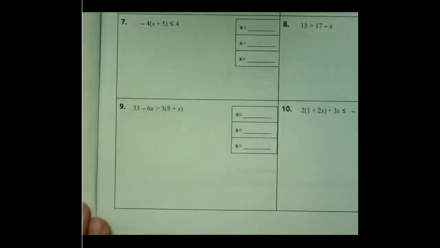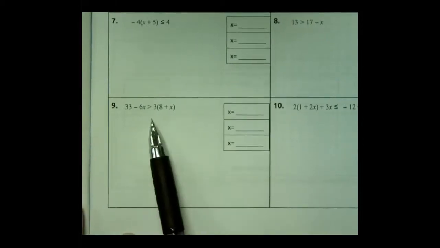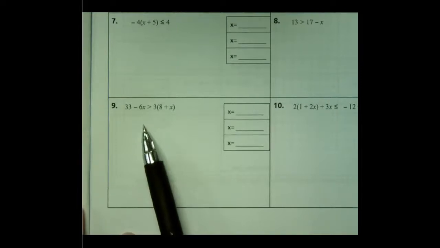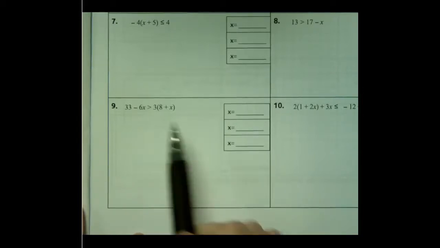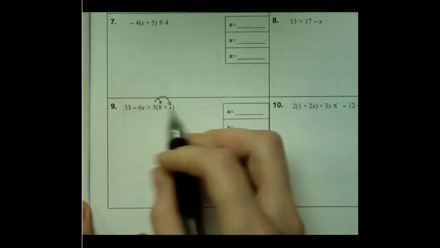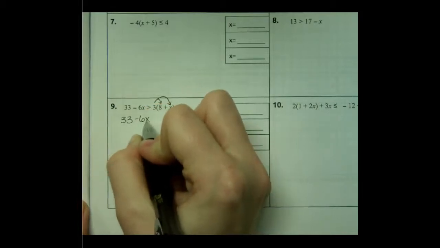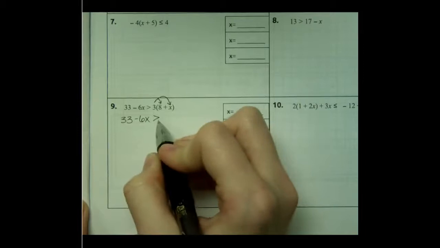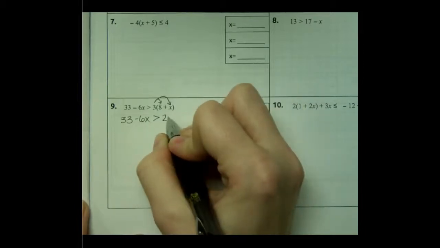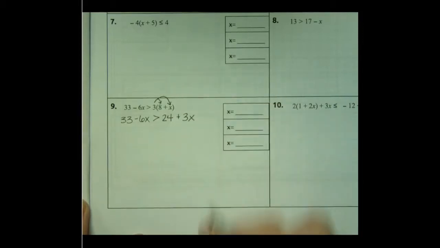Okay, let's get to number 9, and we'll finish with number 9 and number 10. This one, got a lot going on. So I'm going to walk you through these steps on how to solve this. The very first thing I do on any solving equations is to distribute. So I'm going to take this 3 and distribute it to the 8 and the x. I'm going to rewrite this side because I didn't change anything. Keep my symbol. 3 times 8 is 24. 3 times x is just a 3x.